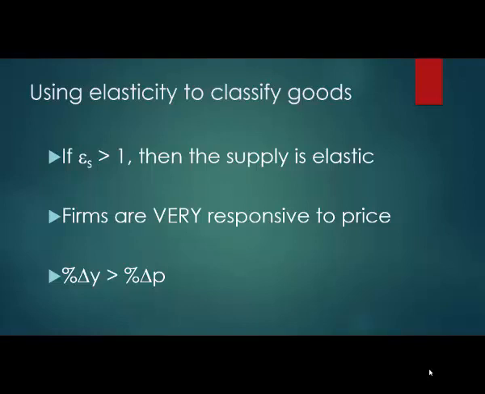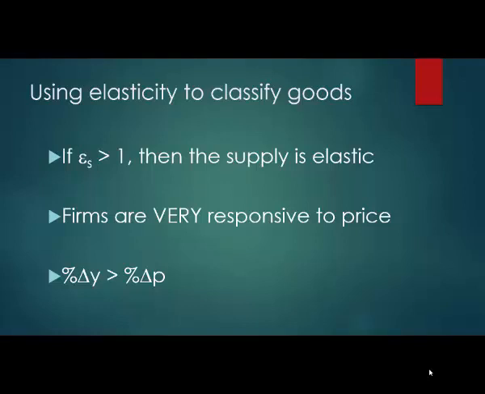That means when the firm sees the price change, yes, they're going to change their quantity because that is what the law of supply tells us, but it's going to be a relatively larger change. So these firms are very responsive to the price. In other words, the percentage change in our output, percent delta Y, is going to be larger than the percentage change in the price, percent delta P. And as you look back, you'll notice that that's going to be the case in the previous example.